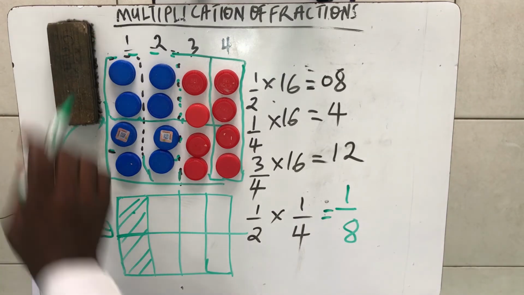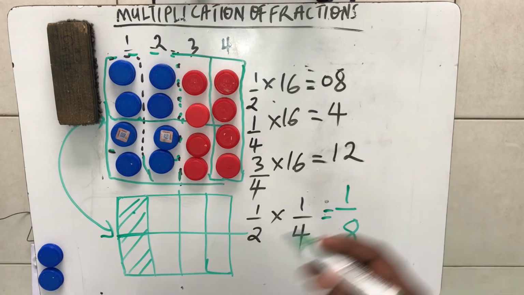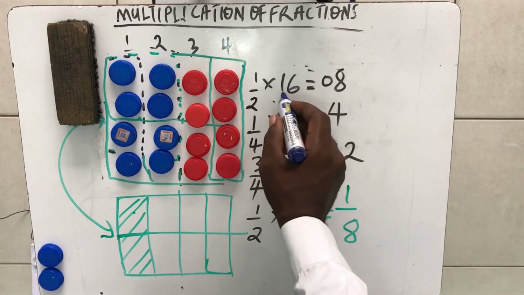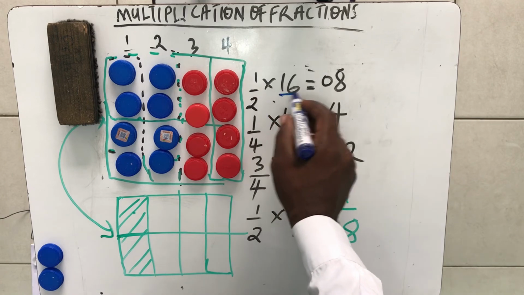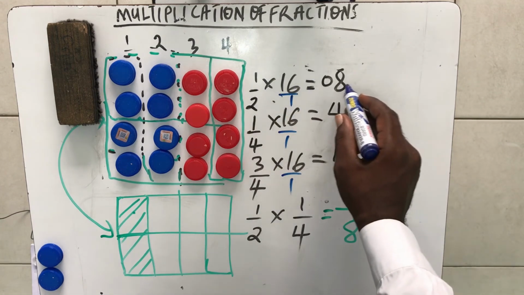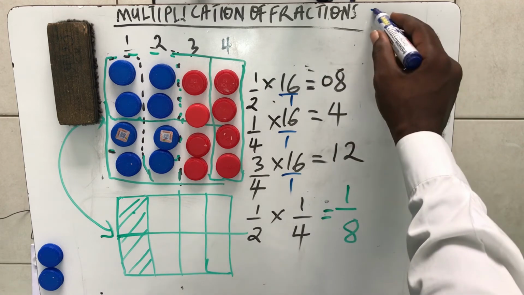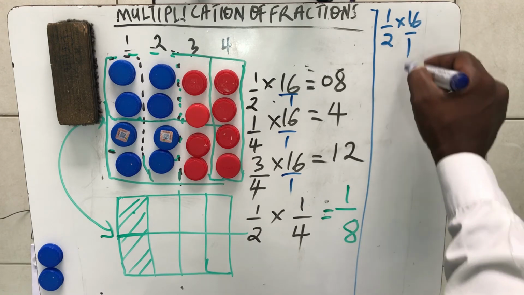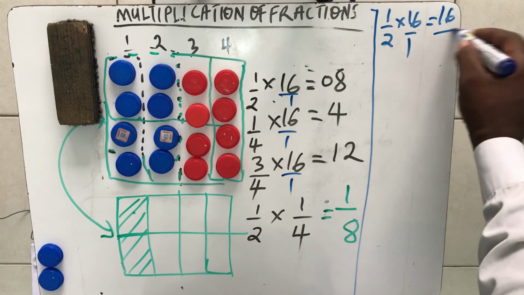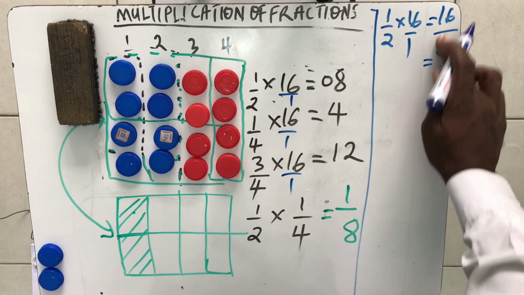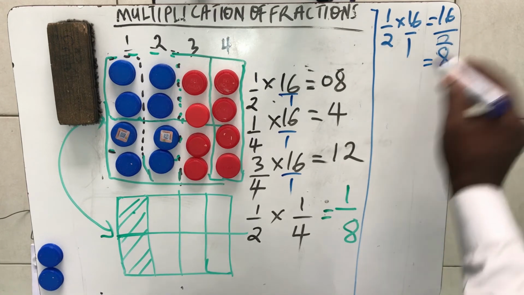Having observed this sequence, we can establish a rule that when multiplying fractions, we multiply in this diagonal way. We know 16 is the same as 16 out of 1. So 1 over 2 times 16 gives us 16 over 2, and 16 over 2 is equal to 8.